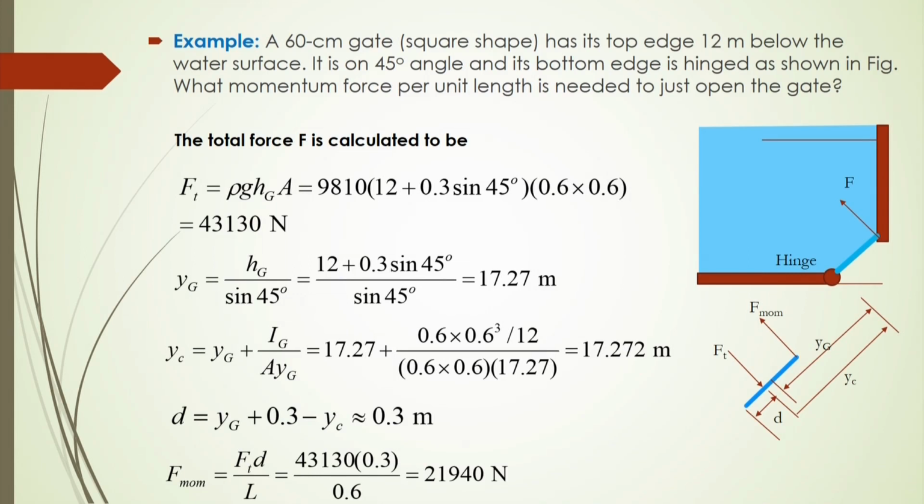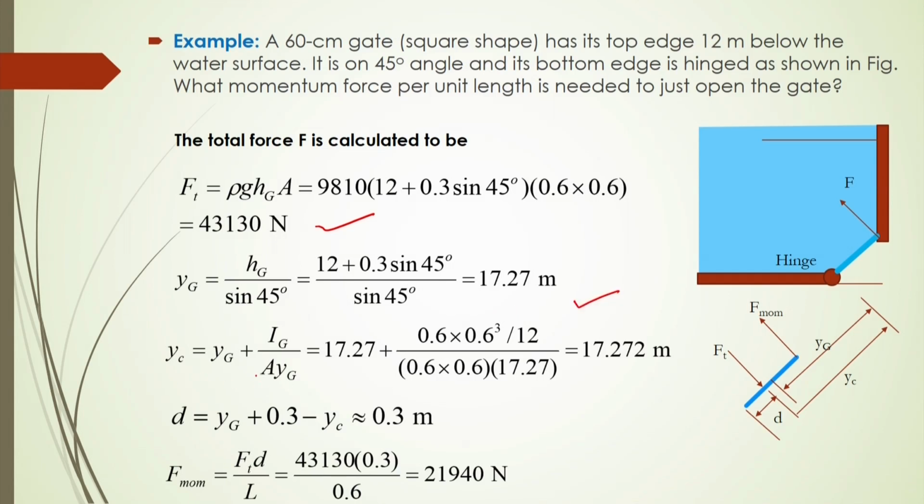Another example: suppose a 60 centimeter gate, of square shape, has its top edge 12 meter below the water surface, is at a 45-degree angle, and its bottom edge is hinged as shown in the figure. What moment force per unit length is needed to just open the gate here? Again you have to calculate the total force acting here, and what the y g is. So, y g will be equal to 17.27.